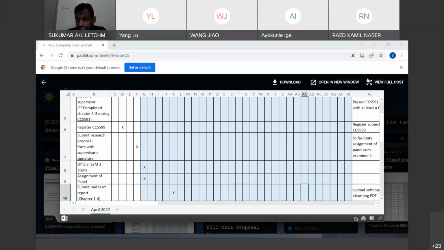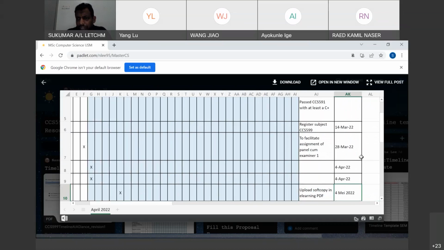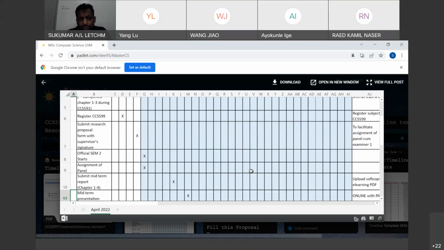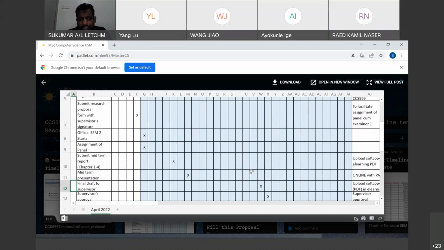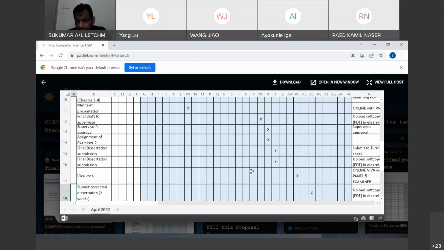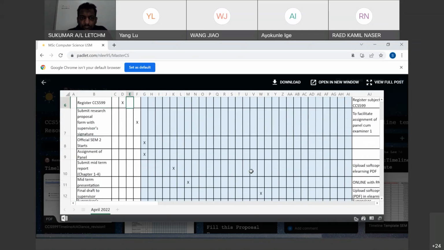So the date will be here, 4th May of 2022. All this information is provided. You just need to go through it until you find when you are going to have your submission. But all this information will be uploaded to your email once you register, after you are in April.